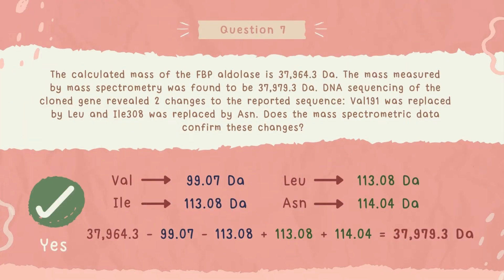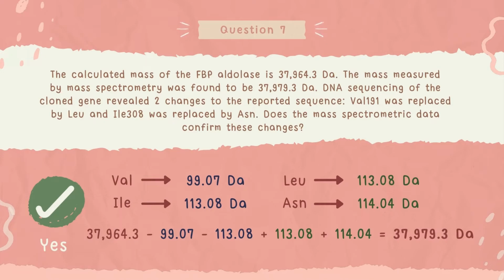From here, the calculated mass of the FBP aldolase is 37,964.3 daltons. The mass measured by mass spectrometry was found to be 37,979.3 daltons. DNA sequencing of the cloned gene revealed two changes to the reported sequence. Val 191 was replaced with leucine and isoleucine 308 was replaced by asparagine.